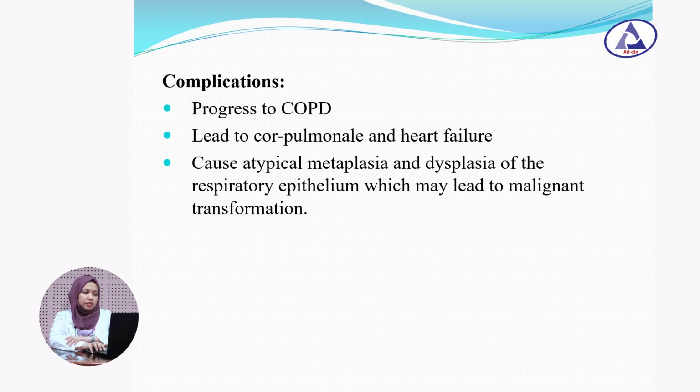What may be the complications of chronic bronchitis? It may progress to COPD. COPD means chronic obstructive pulmonary disease, may lead to cor pulmonale and heart failure, and cause atypical metaplasia and dysplasia of the respiratory epithelium. And from dysplasia, ultimately, in long-standing cases, there may be development of malignancy.